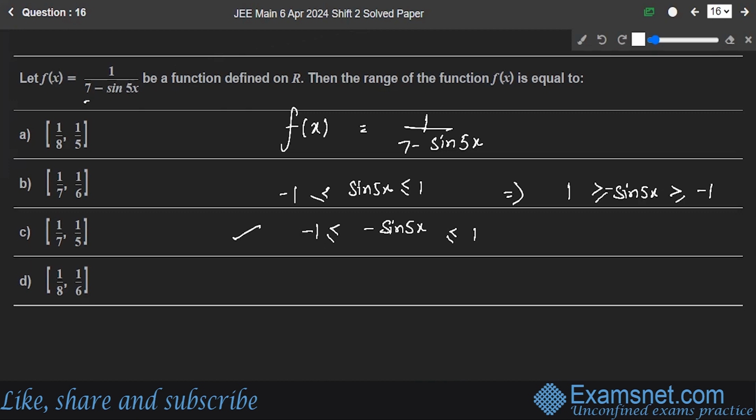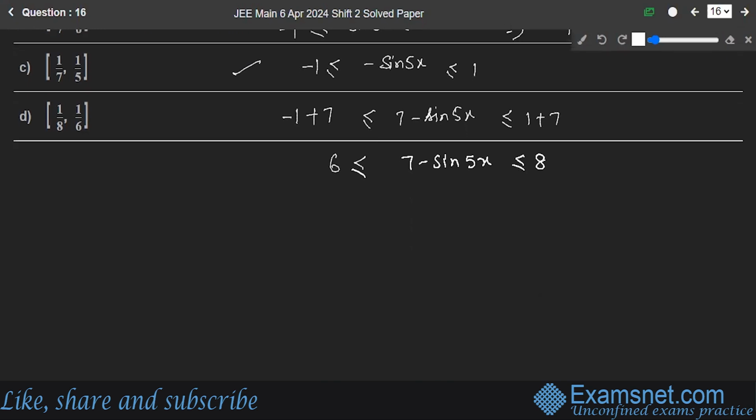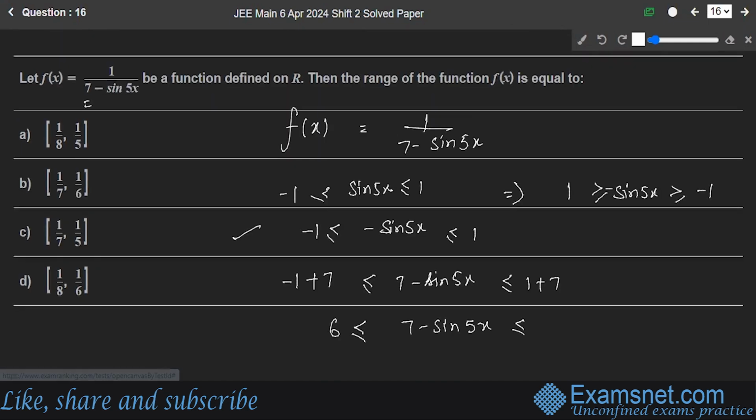Now adding 7 on both sides, this will give me 7 minus sine 5x lies between minus 1 plus 7 and 1 plus 7. This gives me that this value lies between 6 and 8. Okay, so reciprocating all the sides, this will be 1 by 6. Now the signs will also change, so I think I shall write it like this.